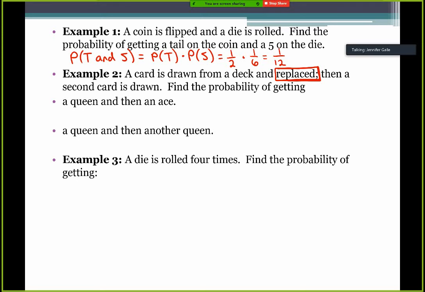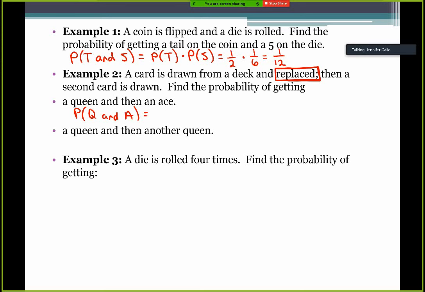We have to decide, though, if the events are independent. So does drawing the first card in any way affect my probability for the second draw? Why doesn't it, though? What's the key that I know that makes this independent? It's replaced. If I don't replace it, then the second probability is affected. So we want the probability, queen, and ace.